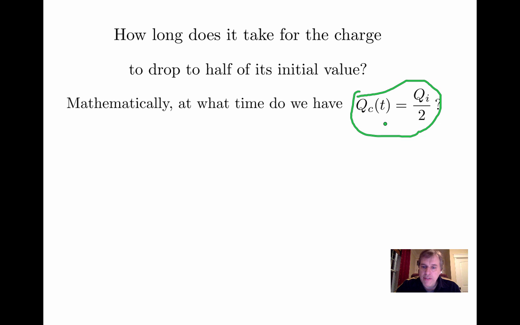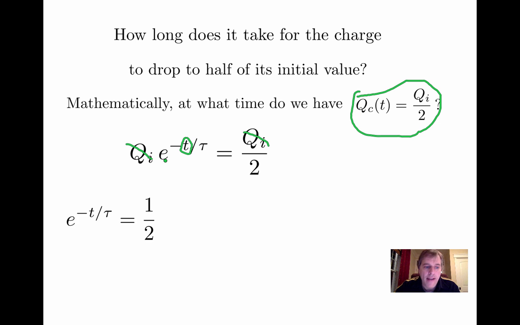So, I replace QC of t by my function, so this is it. That's the equation we have to solve. What are we looking for? We're looking for t. What's the value of t as a multiple of tau, such that this equation is valid? So I'm solving for t. Clearly here, Qi appears on both sides, so you can get rid of that. And you're left with e to the minus t over tau equal to 1/2. To get rid of the e, you take ln on both sides.